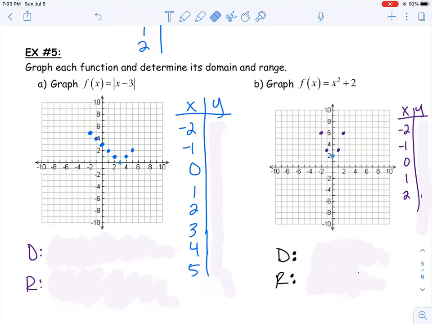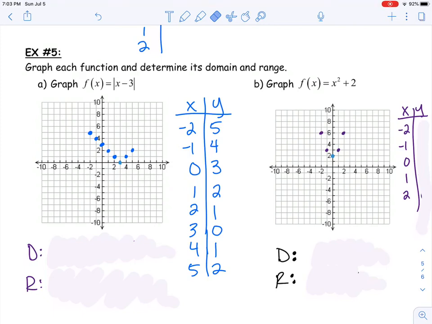And if you're not sure, make a table of values. Pick some x values, plug them in, and see what you get for your y values. That'll give you a whole bunch of different points. So plug in negative 2. Negative 2 minus 3 is negative 5. The absolute value of negative 5 is 5. Plug in negative 1. Negative 1 minus 3 is negative 4, but the absolute value of negative 4 is positive 4. And keep going and fill in as many x values as you need to.